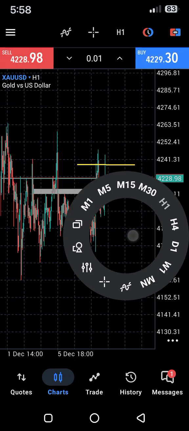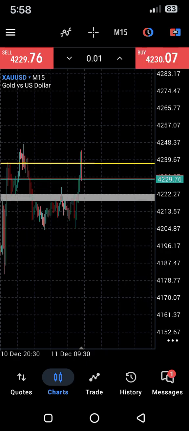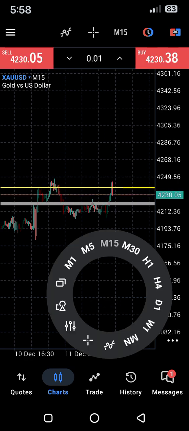You go to your M15. You want to take your entries. You want to be like that soldier who goes and takes his entry. Okay, so where do you take your entry? That's a good question. You take your entries when price gives you the confluence.